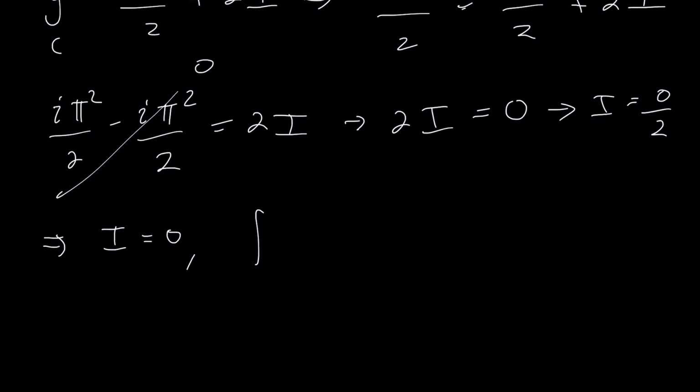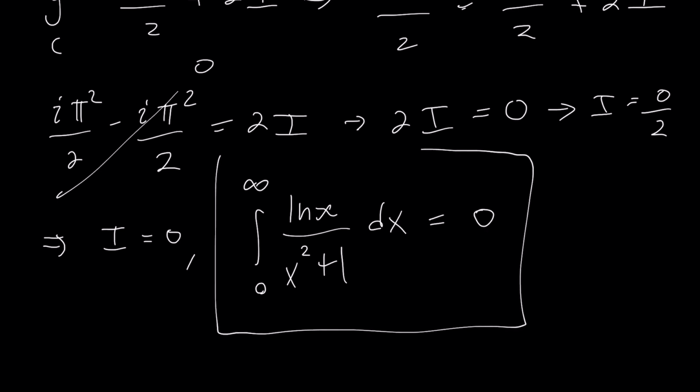So we can say, therefore, the integral from 0 to infinity of the natural log of x divided by x squared plus 1 dx is just 0. And this is the final result.